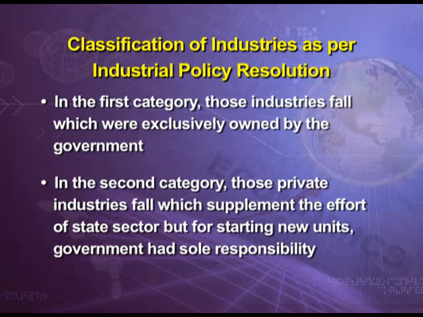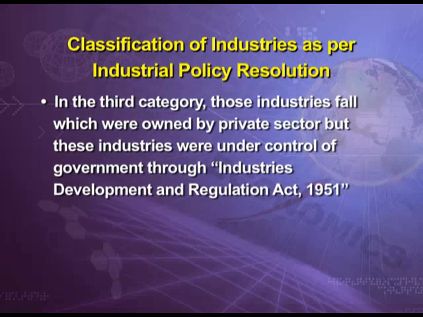In the second category, those private industries fall which supplement the efforts of the state sector. But for starting new units, the government had sole responsibility. It included 12 industries like fertilizers, machine tools, etc. And lastly, in the third category, those industries fall which were owned by the private sector. But these industries were under the control of the government through the Industries Development and Regulation Act 1951. This was the first feature of IPR, that is, the classification of industry.